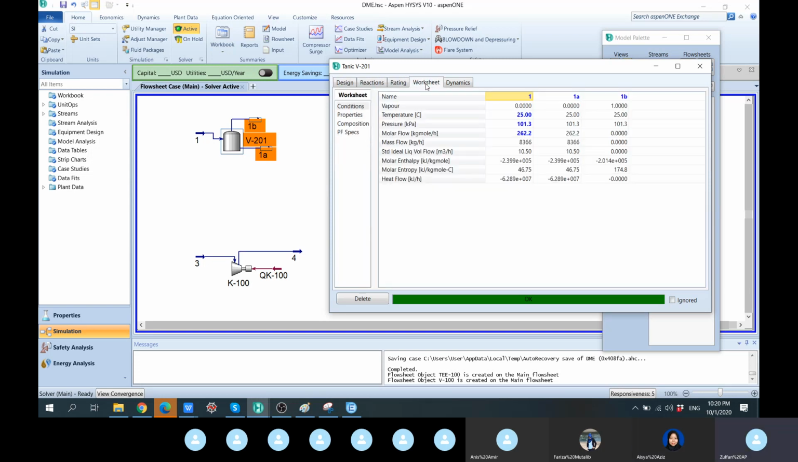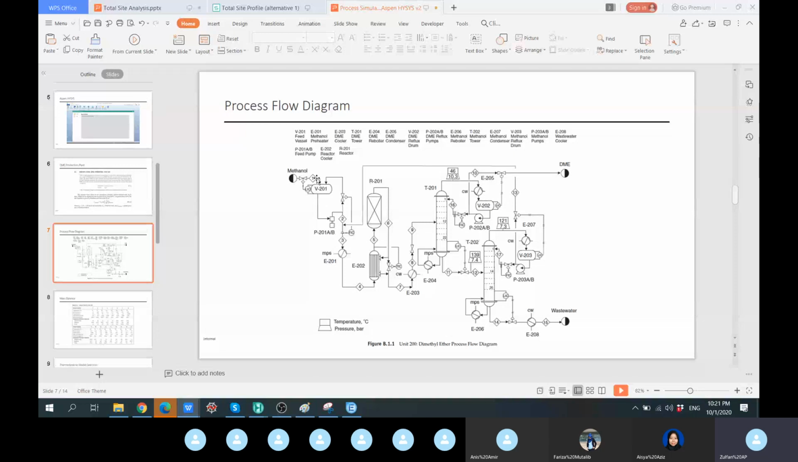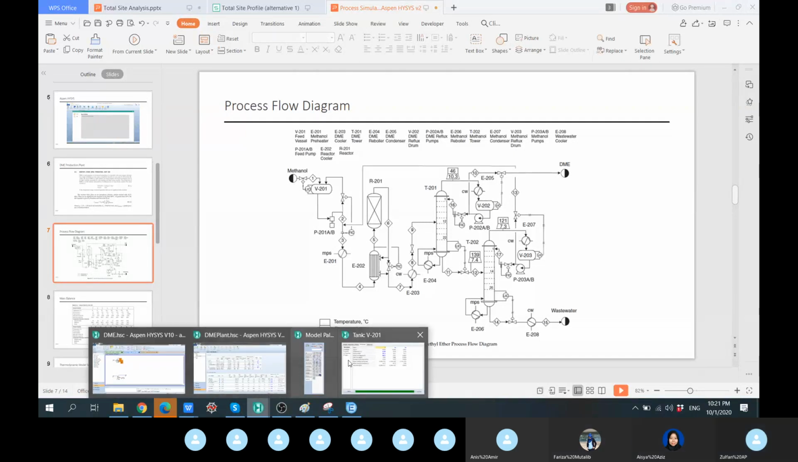Okay, so we go to worksheets, and then you will see stream 1A is the liquid. So 262 coming in is fully liquid, right? And then 1A is coming out as fully liquid with the same flow rate at 366, while 1B is fully vapor, but there's nothing there. All flow rates are 0. So this is basically exactly the same as this one.